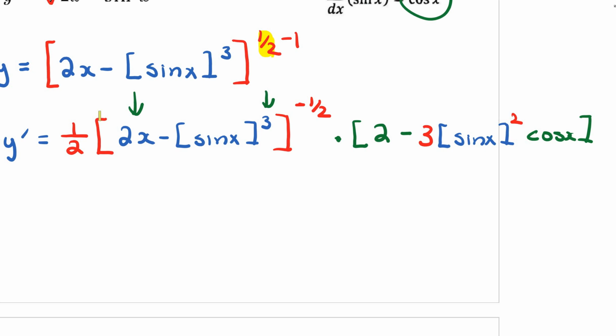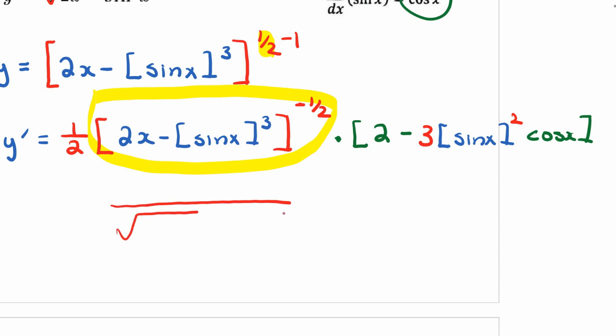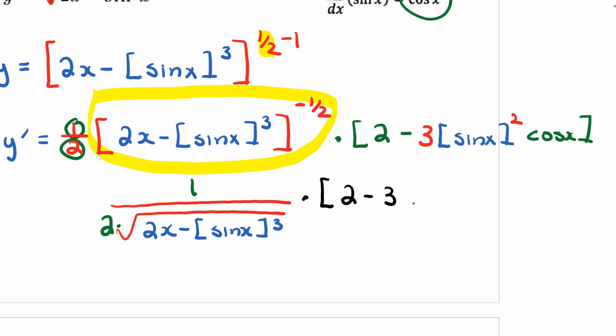If you wanted to simplify this further, you could take this entire thing, and since that's being raised to the power of negative 1/2, that's kind of like everything that goes on the denominator as a square root, right? So this would be 2x minus the square bracket of sine x, all to the power of 3. And then this 2 right here would just tag along like that, and that 1 would be on the top. And then I guess we can just multiply by everything over here, which is 2 minus 3 square bracket sine x times cos x. And I wouldn't really simplify that any further there. That looks pretty good. And let's move on to question number 7 now.